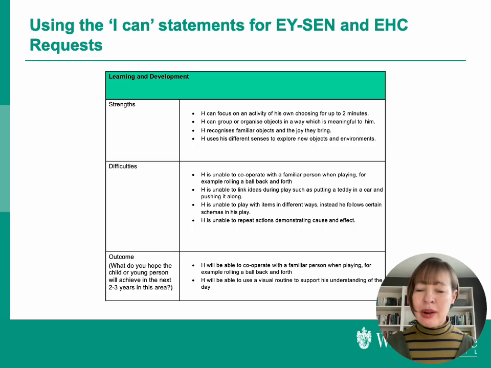But where they're emerging or supported, I can list those ICAN statements as strengths. So in this instance, I have that they are able to focus on an activity of their own choosing for up to 2 minutes, that they can group or organise objects in a way that is meaningful to them, that they can recognise familiar objects and the joy they bring, and that they can use their different senses to explore new objects and environments. Those are all strengths for this hypothetical child.